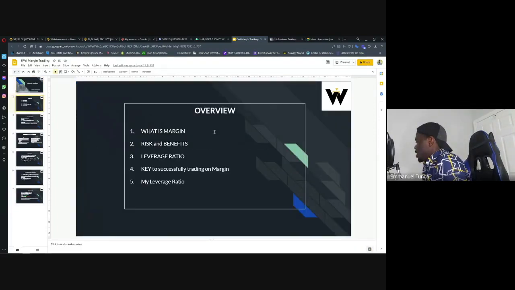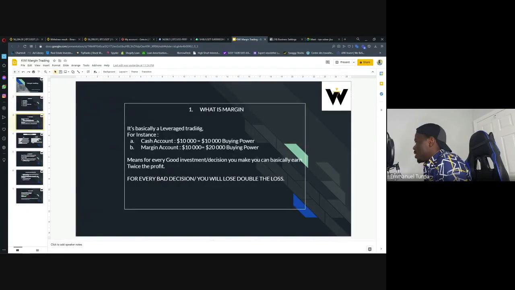Okay, so just an overview of what we're going to talk about. We'll start with what is margin, and then we'll see the risks and the benefits of using margin. And then we'll talk about what is leverage ratio, as well as the key to successfully trading on margin. And I will give you a little bit of my opinion on what kind of leverage I use personally.